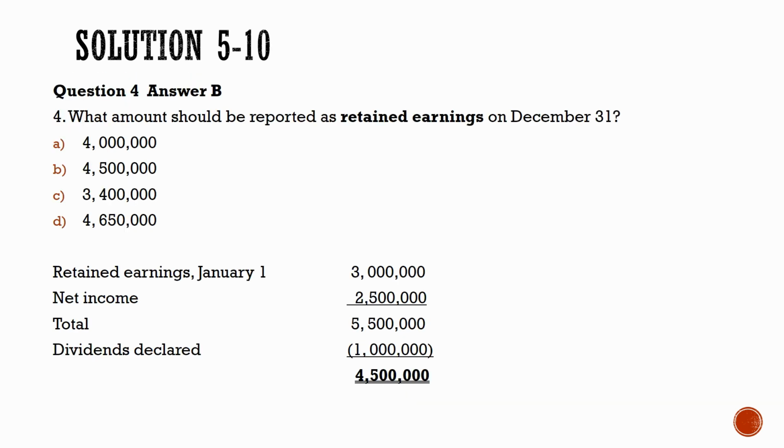For question 4, what amount should be reported as retained earnings on December 31? So para makuha natin ng retained earnings on December 31, i-add lang natin ang retained earnings ng January 1 na 3 million sa net income na 2,500,000 na nakuha kanina ni Ms. Acabo. So ang makukuha nating total is 5,500,000. Then itong 5,500,000 is ima-minus sa dividends declared na 1 million at makukuha na natin ang retained earnings ng December 31 na 4,500,000.